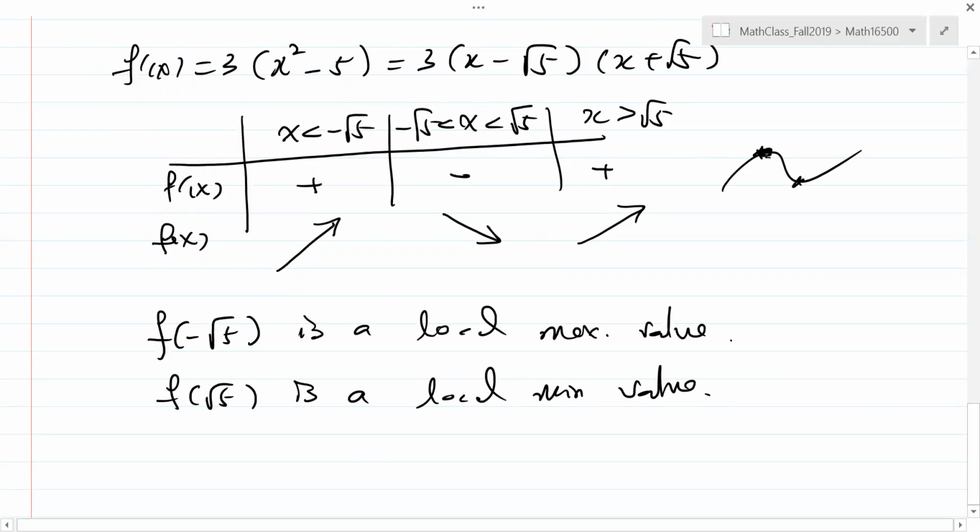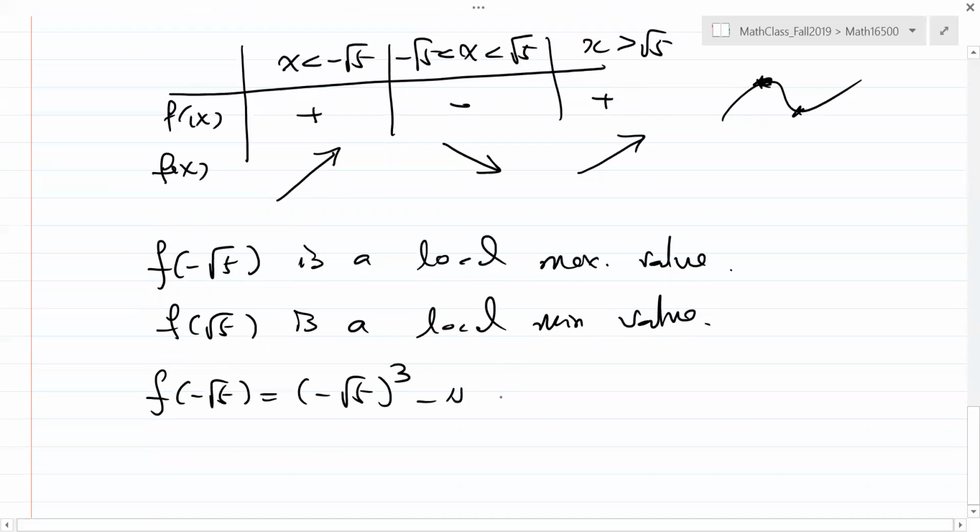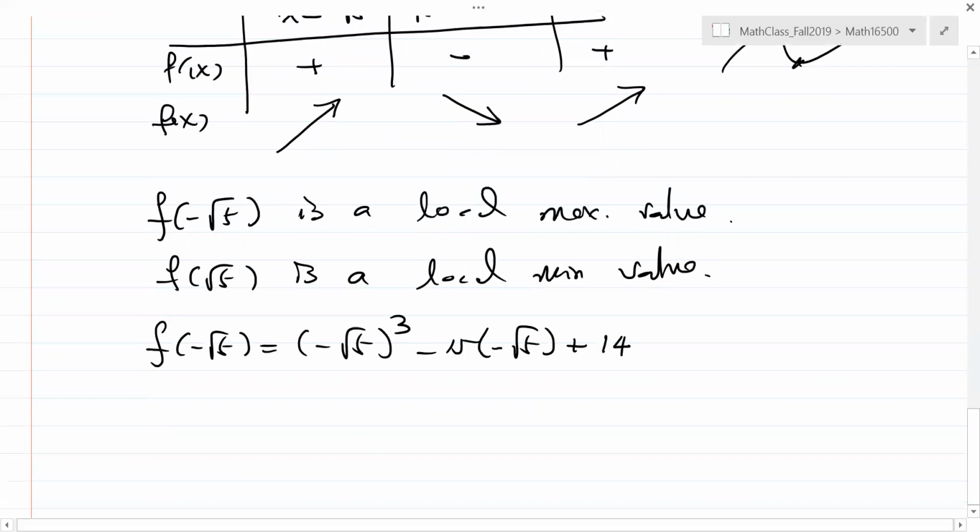Then you have to use the original function. f of negative square root of 5 is negative square root of 5 cubed, minus 15 times negative square root of 5, plus 14. Let's figure it out. This is going to be 10 square root of 5 plus 14. It's a positive number.